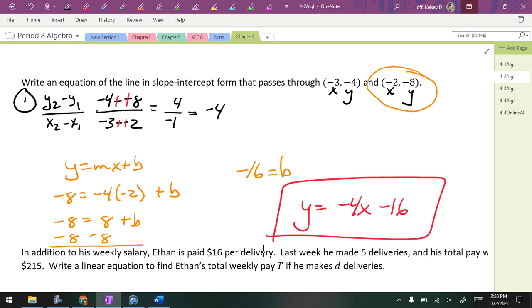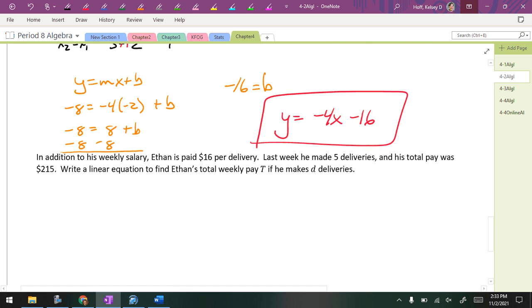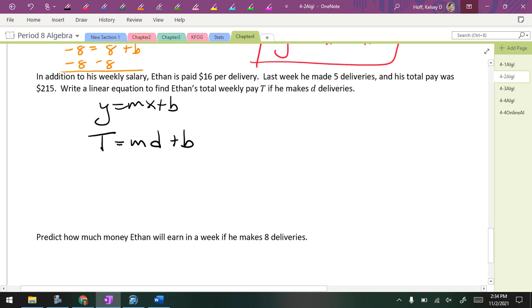Okay, I guess we got to do one more. In addition to his weekly salary, Ethan is paid $16 per delivery. Last week, he made 5 deliveries and his total pay was $215. Write a linear equation to find Ethan's total weekly pay, T, if he makes D deliveries. This seems really confusing. Instead of y equals mx plus b, they really have T equals m times d plus b. So like their y is a T and their x is a D.